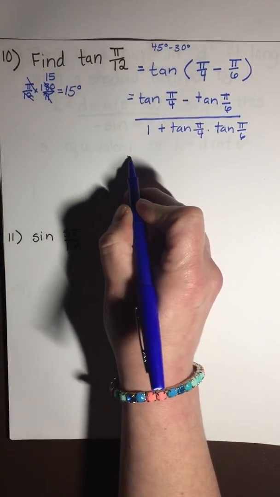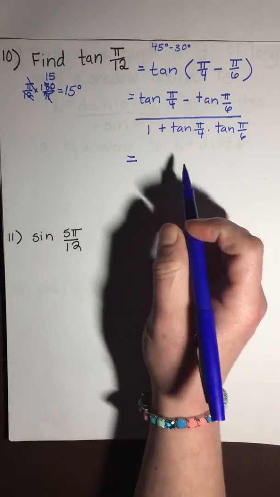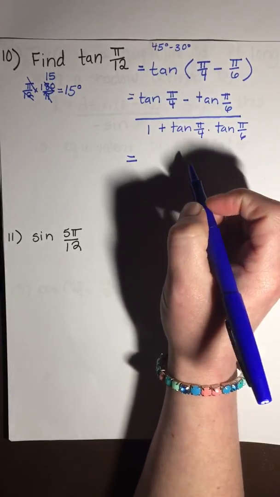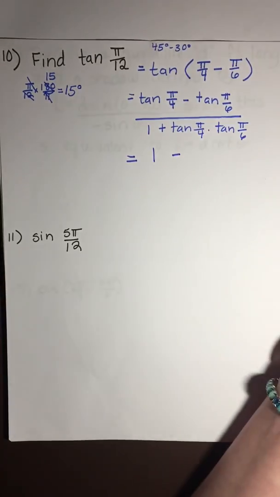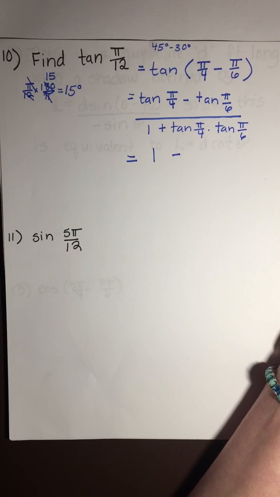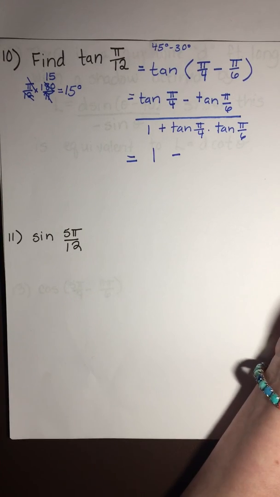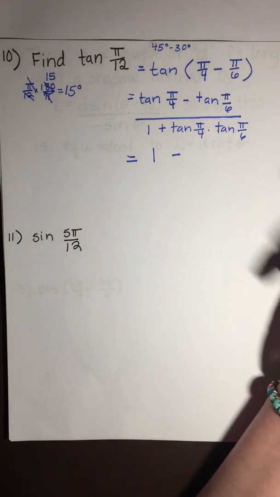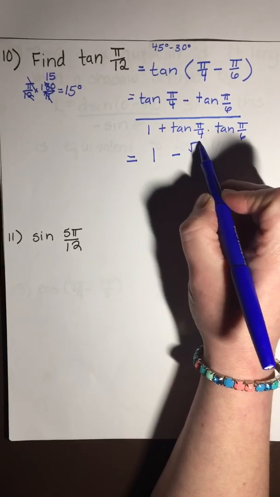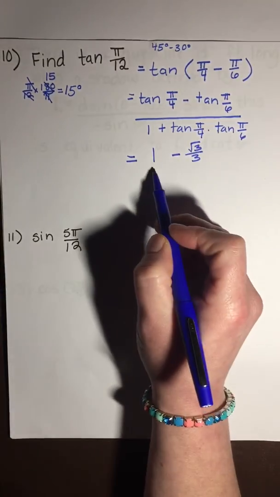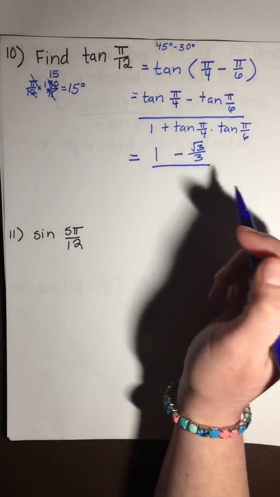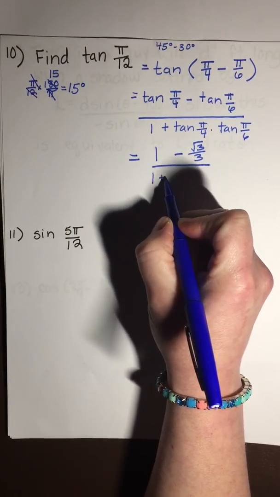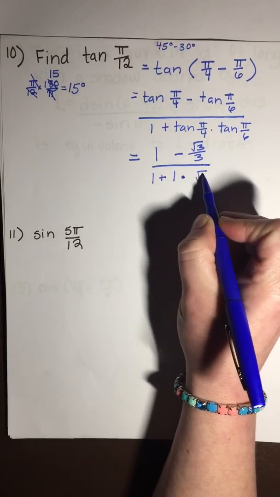All right, and then we just plug in the values from the unit circle. So the tangent of pi over 4, that's where sine and cosine are both the square root of 2 over 2, so that'll be 1 minus, and then for the tangent of pi over 6, that would be 1/2 on top of the square root of 3 over 2, which would be 1 over the square root of 3, or the square root of 3 over 3. And that's divided by, and then y'all, it's just these same values we're going to plug in here. So 1 plus 1 times the square root of 3 over 3.